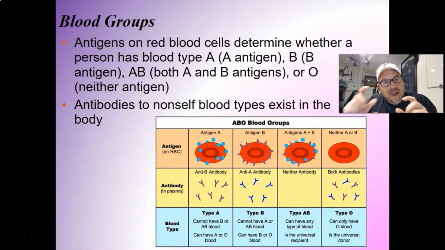You have A and B little spikes on your blood cells. And if you're type O, right? Recessive, homozygous recessive, you don't have any of these spikes. You have no antigens. And that's why we said, well, if you're type AB blood, hey, you're the universal recipient.